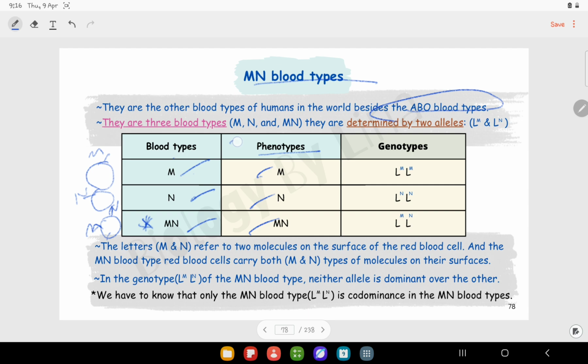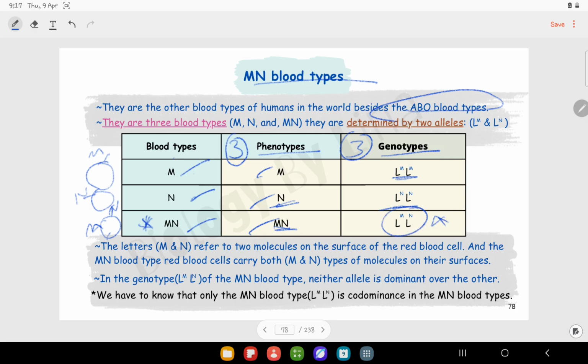So how many phenotypes do we have? We have three phenotypes. And how many genotypes? We also have three genotypes. For example, blood group M is represented like this: LM LM. Blood group N is represented by LN LN. What about blood group MN? It's LM LN. This one will be codominance.